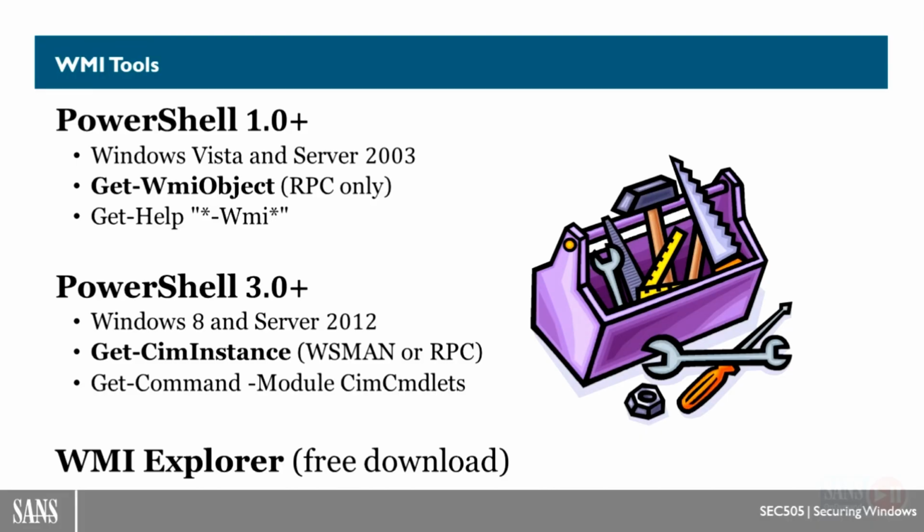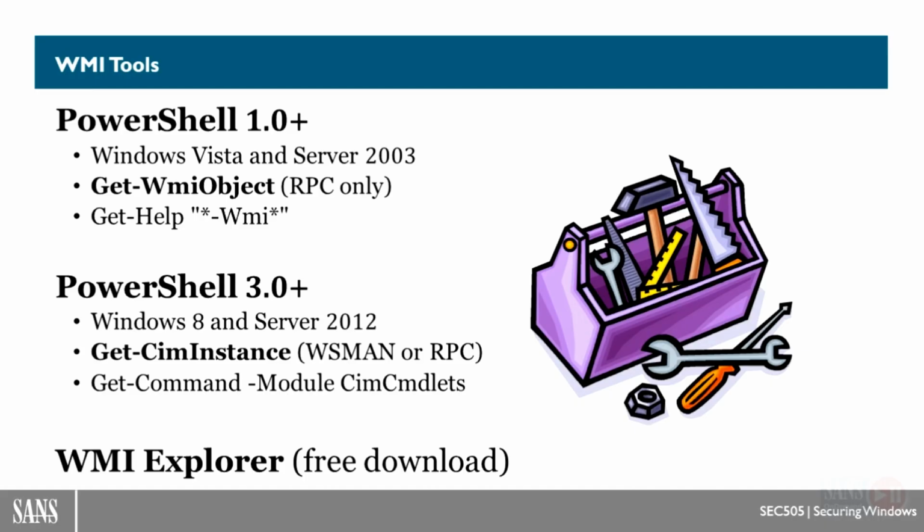There's lots of tools related to WMI. When PowerShell first came out, the main cmdlet was named Get-WmiObject. But this could only talk to remote machines using RPC. In other words, it really wasn't internet friendly. When PowerShell 3 came out, that included newer cmdlets, and that's what we're going to focus on, like Get-CimInstance.